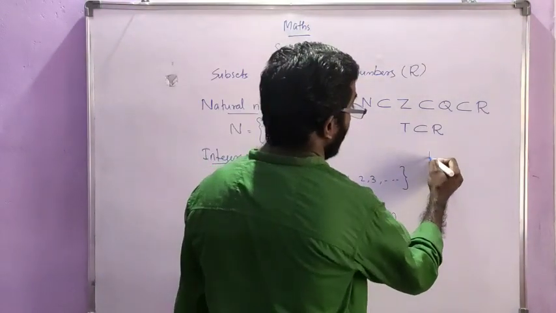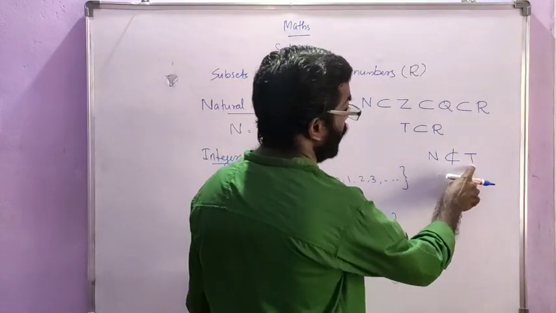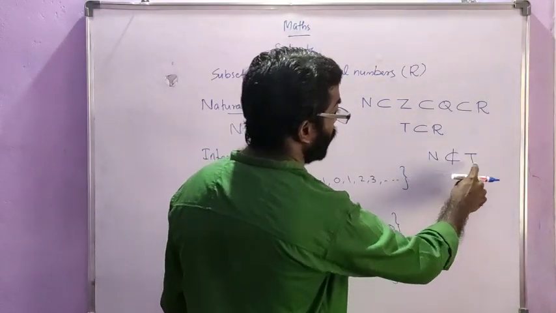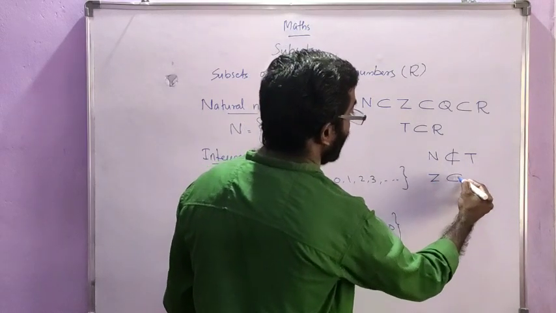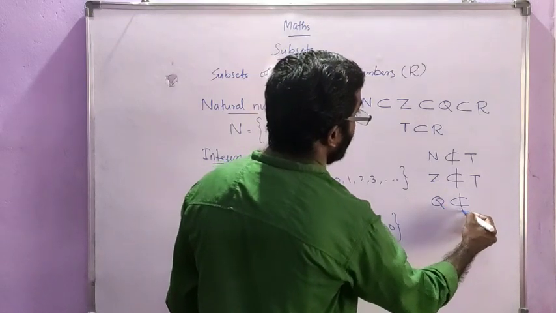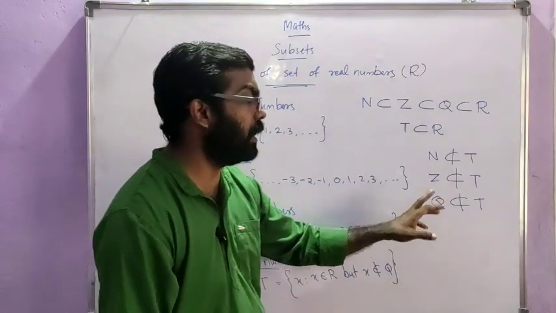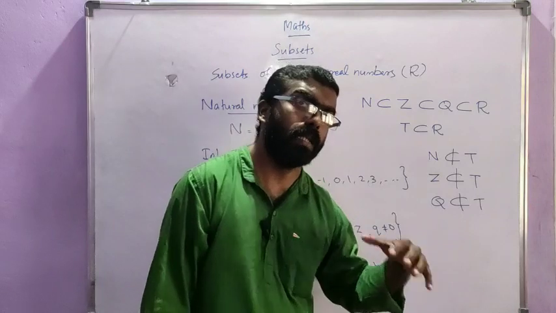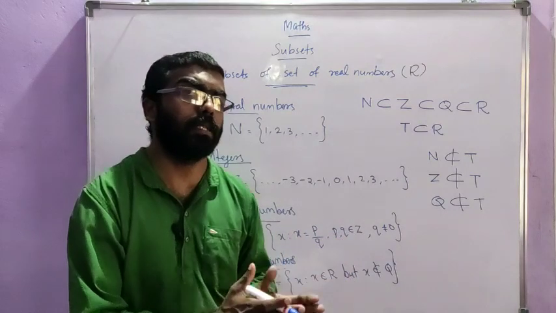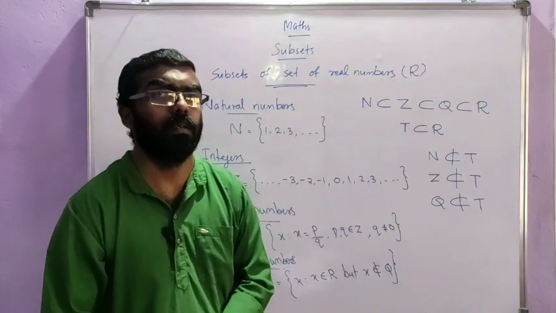We can also write that the natural number set N is not a subset of T. T is the set of all irrational numbers. So we can use this notation: N is not a subset of T, Z is not a subset of T, Q is not a subset of T. N natural numbers, Z integers, Q rational numbers are not subsets of T because they are independent. Q is the set of all rationals and T is the set of all irrational numbers.